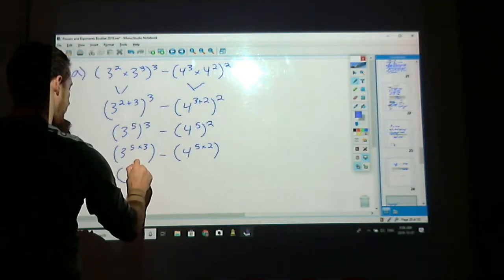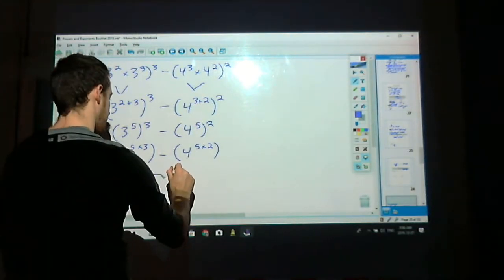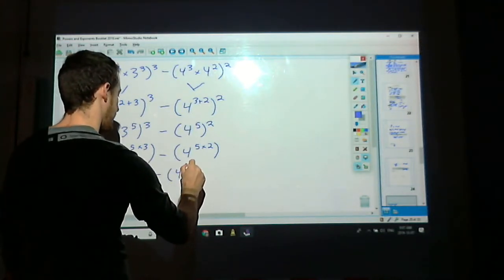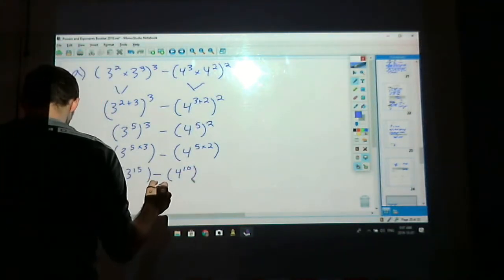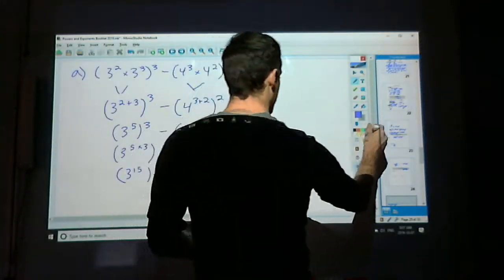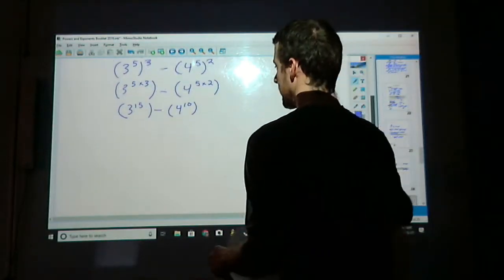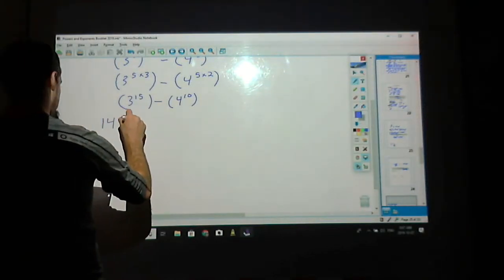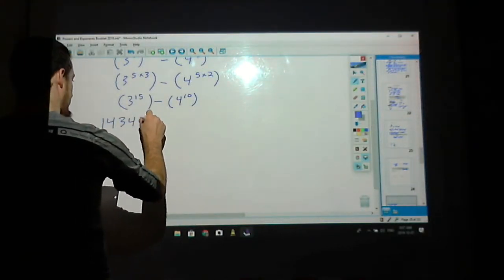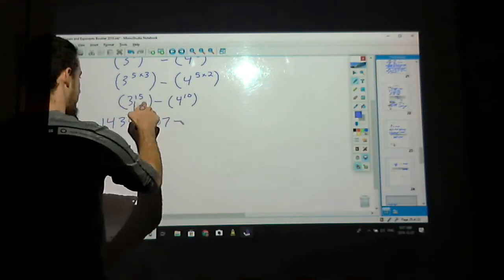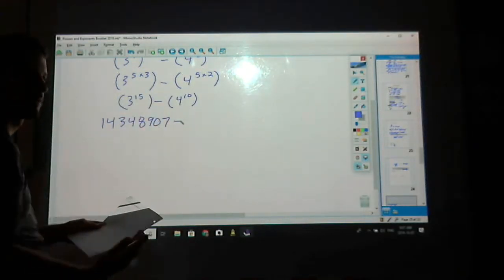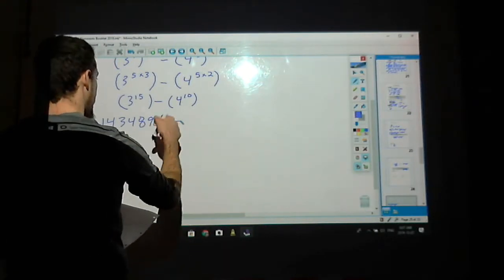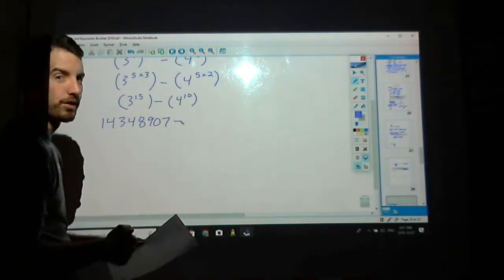3 to the 15 minus 4 to the 10. And if we take this and expand it, we get some massive numbers. So we end up with 1,434,890,7... If you want to use recall or store functions, so you don't have to write this all out every time. Okay, but when we're showing our examples, I do want us to write this out.